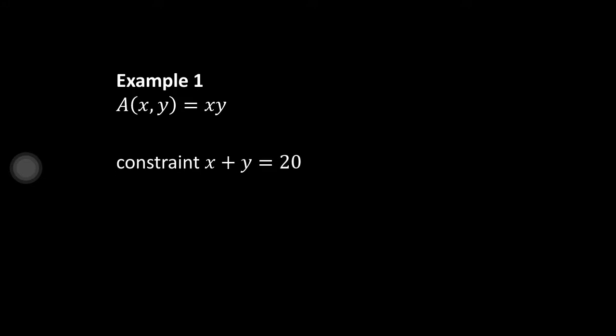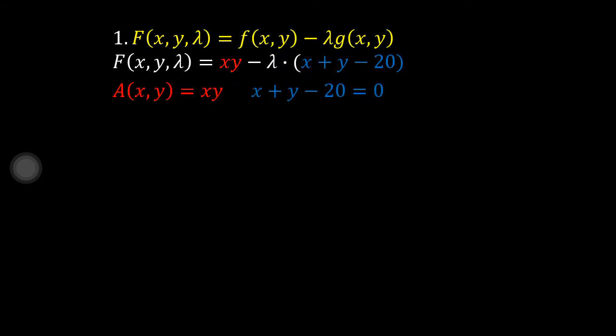So example number 1. Find the maximum value of the given function f of x and y is equal to xy subject to the constraint x plus y is equal to 20. We all know that x plus y is equal to 20 is equivalent to x plus y minus 20 is equal to 0. So solution, the first step is we're gonna use the Lagrange function. Let's substitute xy to f of x and y. So xy minus lambda multiplied to the given constraint, which is x plus y minus 20.